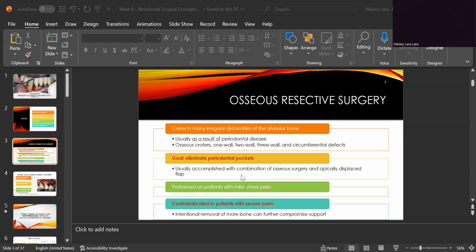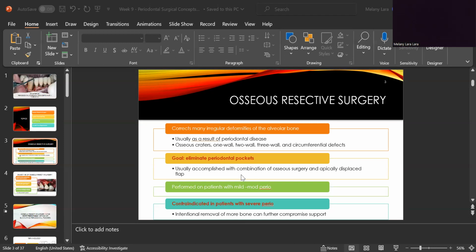So basically, what we're trying to do with osseous resective surgery is ultimately eliminate periodontal pockets. That's the main goal of this procedure. And the only way we're able to do that is by recontouring the bone, removing any of those defects, and that's going to allow for a more natural gingival contour, which is also going to reduce the pocket. Okay? And we'll talk more about these steps soon.